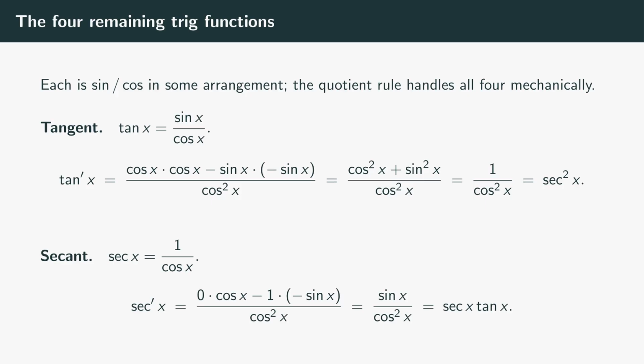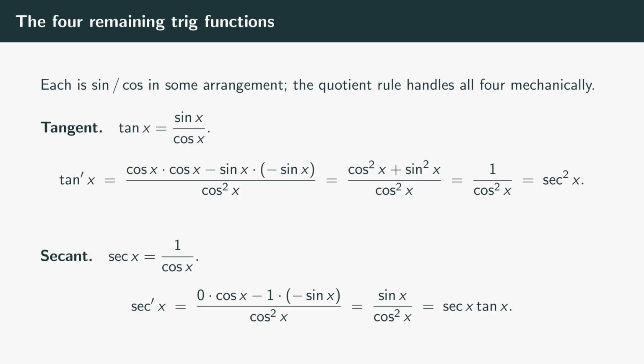Tangent first. Tangent of x is sine over cosine. Quotient rule, the derivative of the top times the bottom minus the top times the derivative of the bottom, all over the bottom squared. Derivative of sine is cosine. Derivative of cosine is minus sine. So the numerator is cosine times cosine minus sine times minus sine, which is cosine squared plus sine squared. Pythagorean identity, that's just 1. Divide by cosine squared. The derivative of tangent is 1 over cosine squared, which we write more compactly as secant squared.